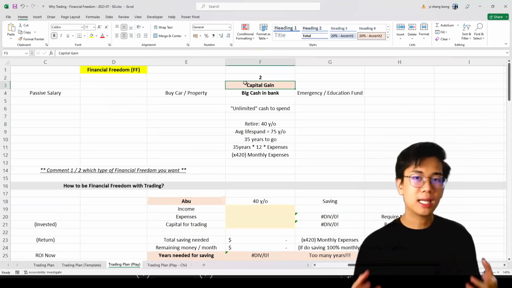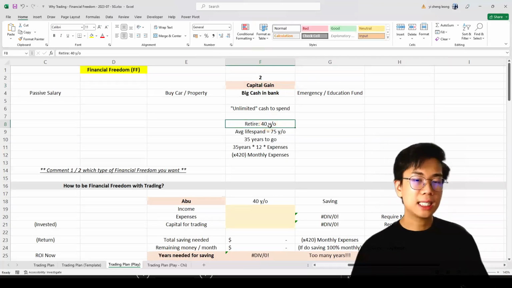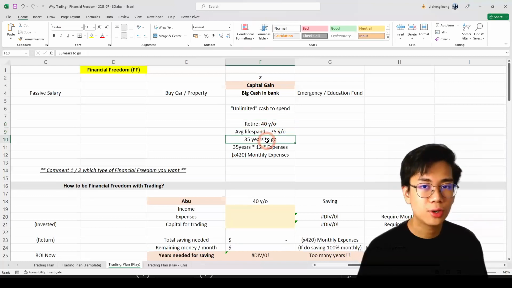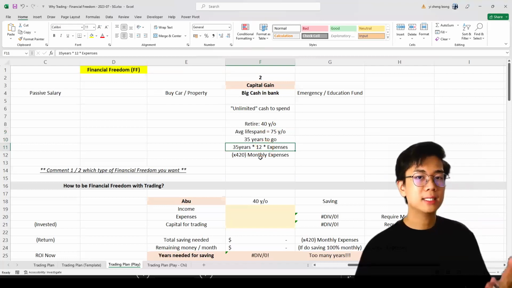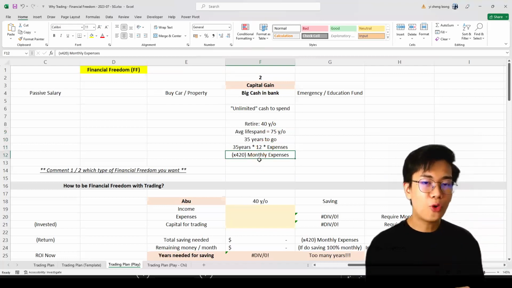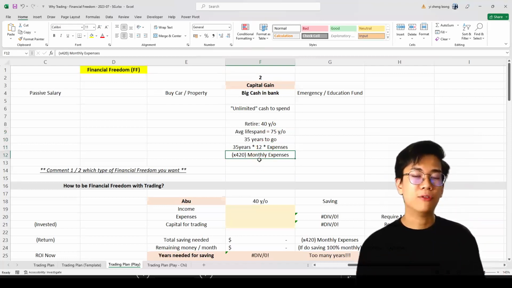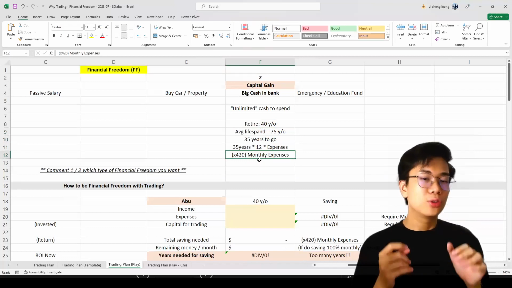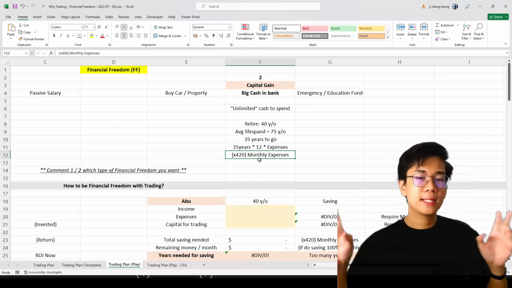In a way, how much is unlimited? Let's say you're at the age of 40. The average lifespan of a Singaporean is about 75 years old. You have 35 years to go, and 35 years times 12 months, you need to save 420 months of monthly expenses in your bank account to consider it as unlimited cash to spend.